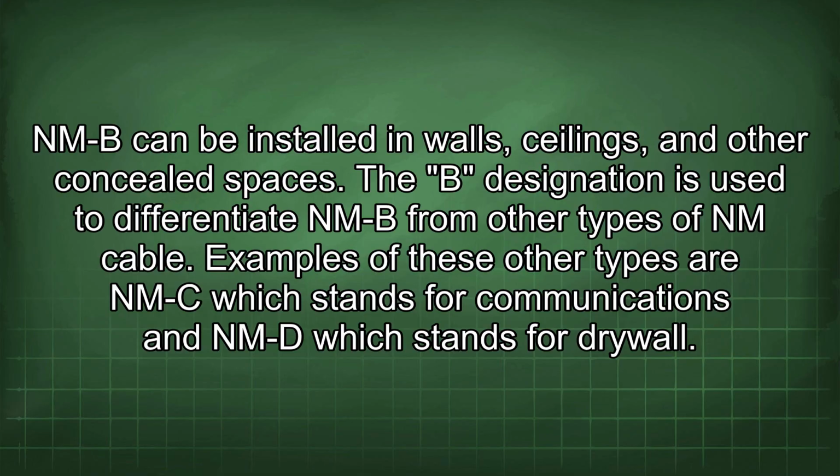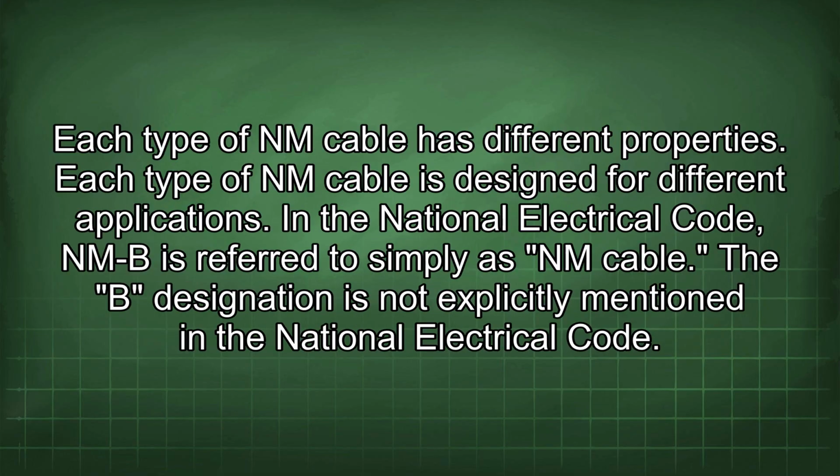The B designation is used to differentiate NMB from other types of NM cable. Examples of these other types are NMC, which stands for communications, and NMD, which stands for drywall. Each type of NM cable has different properties. Each type of NM cable is designed for different applications.